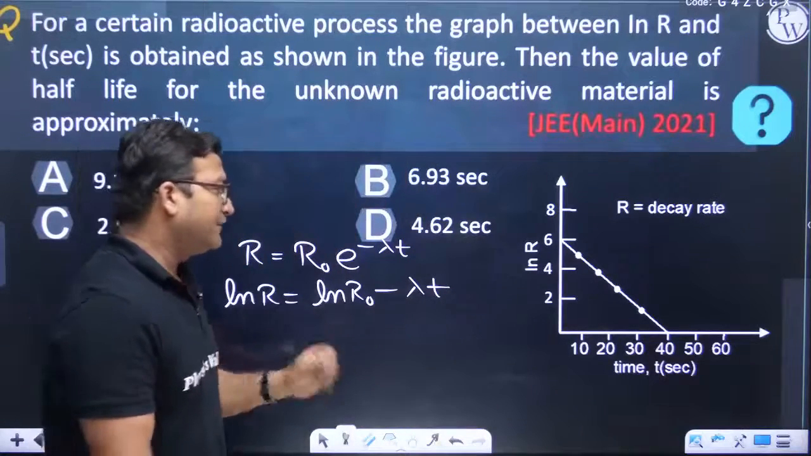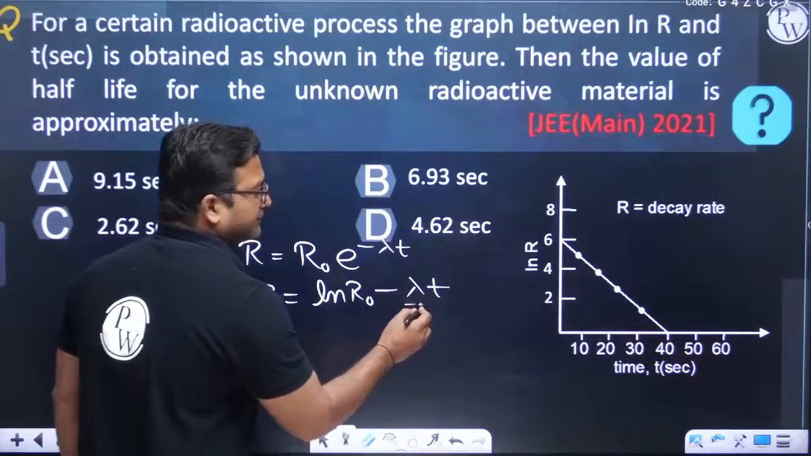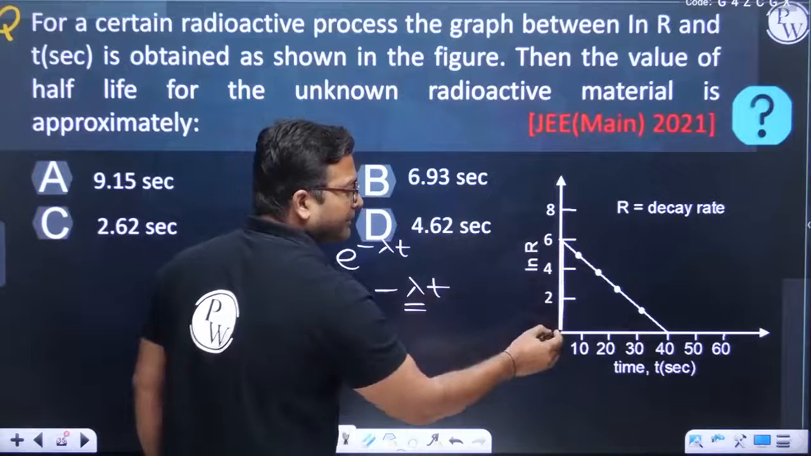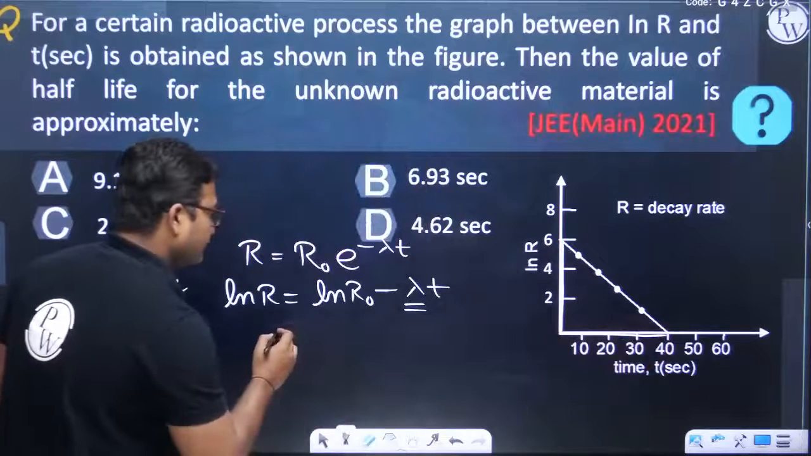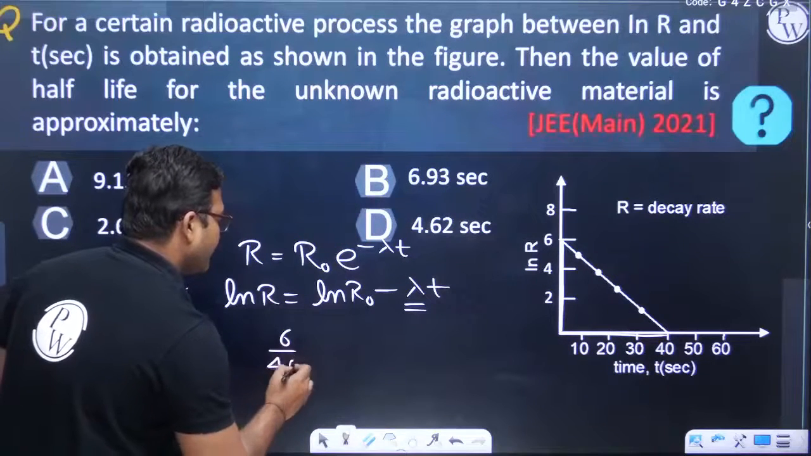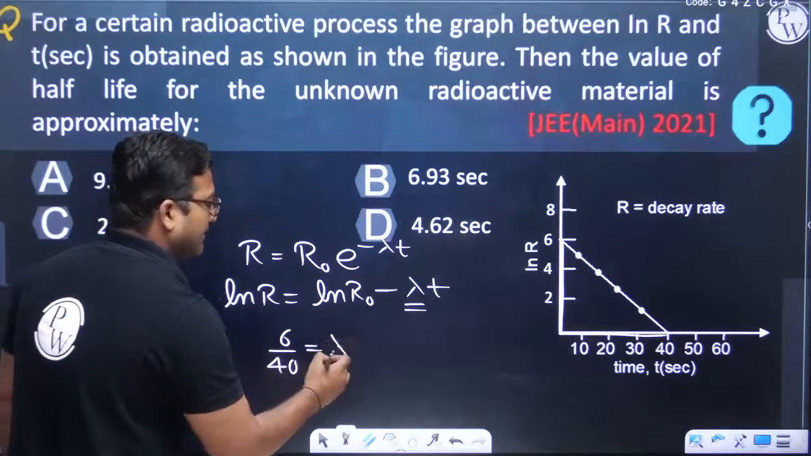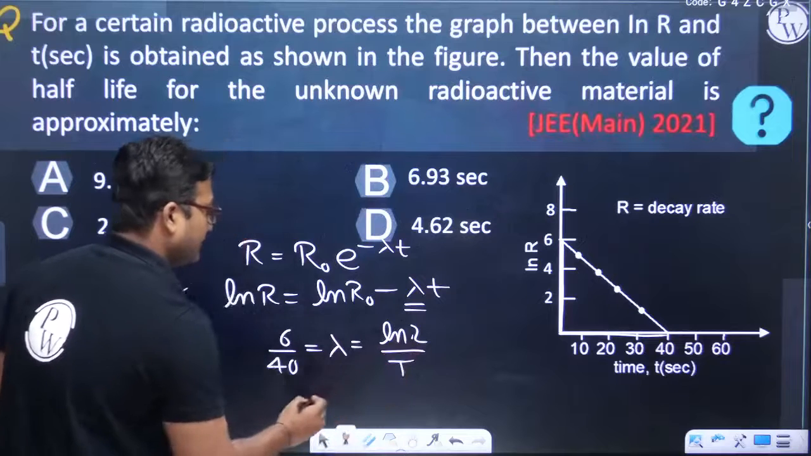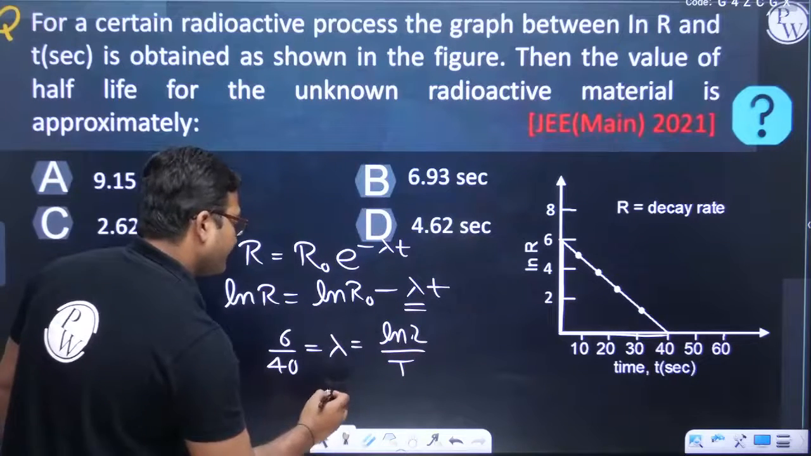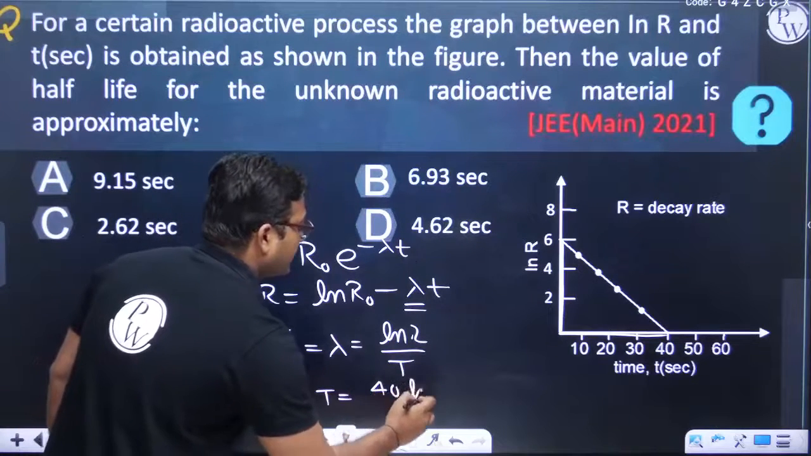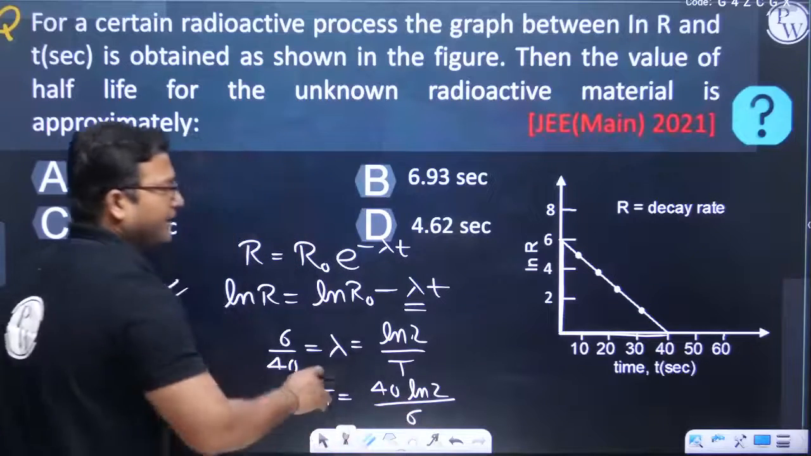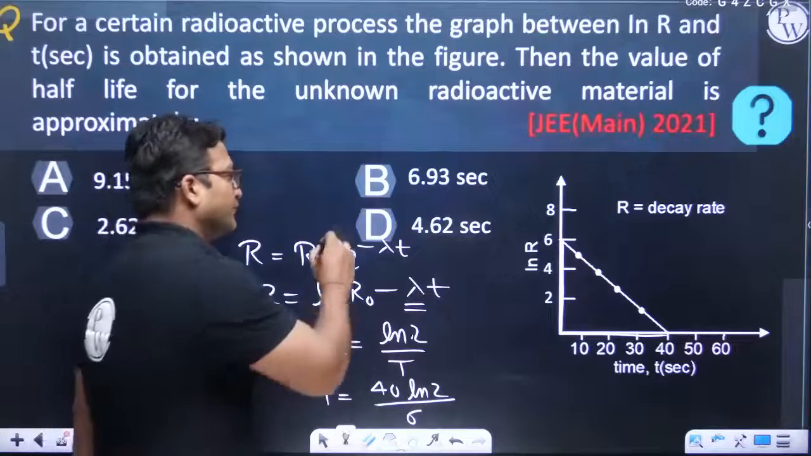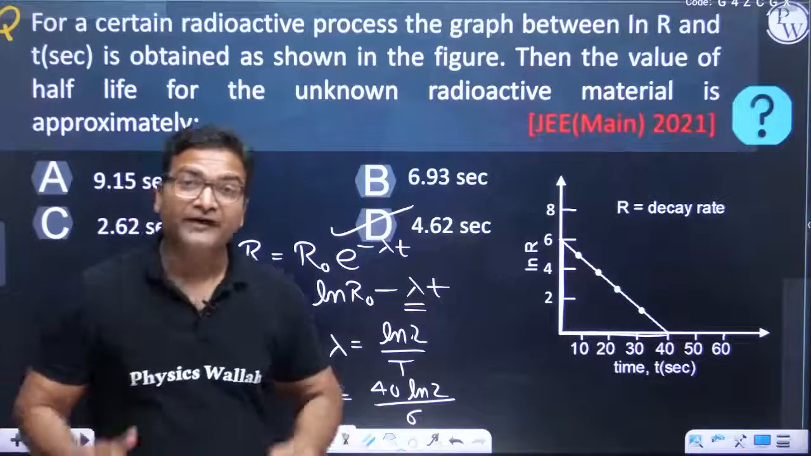And the magnitude of the slope is simply lambda. So if you find the magnitude of slope here, you have perpendicular as 6, base as 40. So 6 divided by 40 is your lambda. And lambda you know already is ln 2 divided by half-life. So your half-life becomes 40 times ln 2 by 6. And if you calculate it, it will be nearly 4.62 seconds. So D must be your perfect answer.